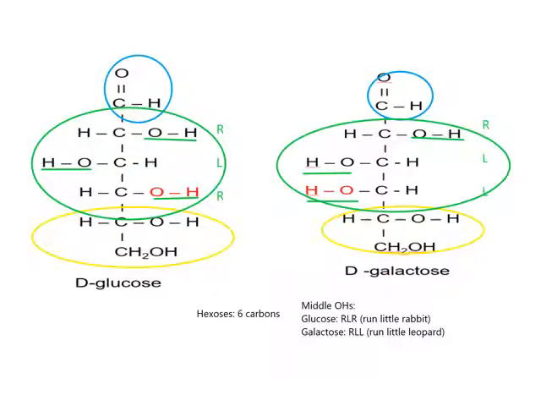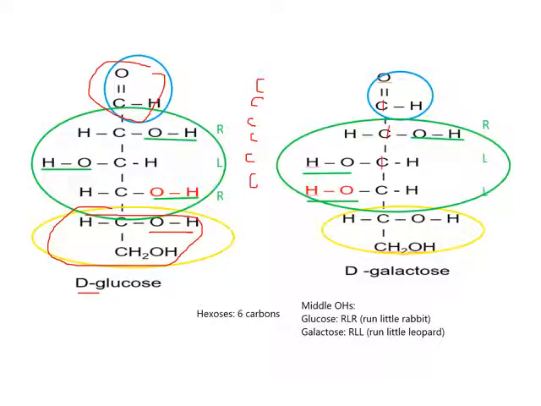Let's look at glucose first. Glucose has 6 carbons: 1, 2, 3, 4, 5, 6. Here's the bottom. It has the same bottom as everything before. This OH goes to the right because it's D, and it has the same top. Galactose is the same. It has 6 carbons, the bottom the same, the top the same. The differences are in the middles.